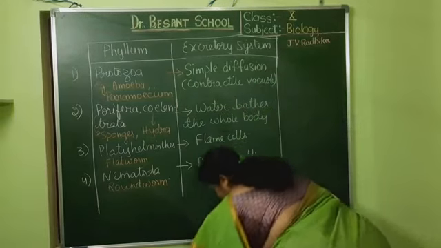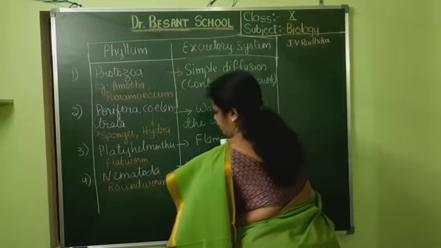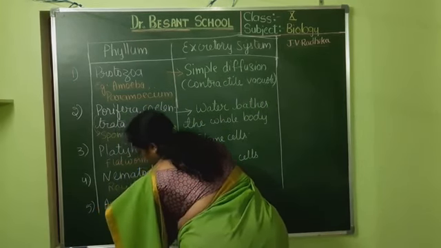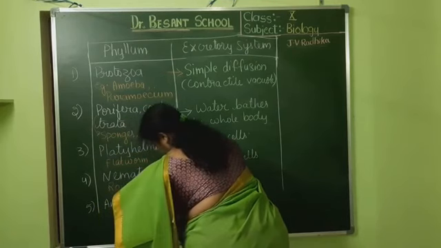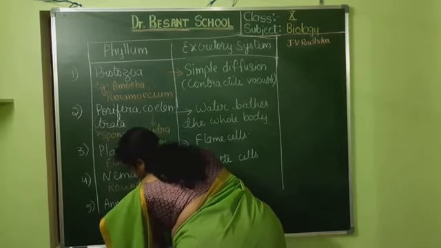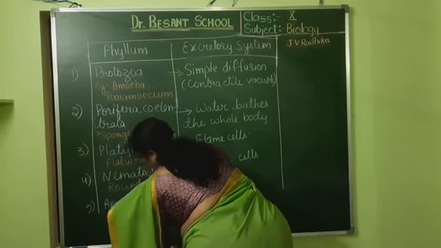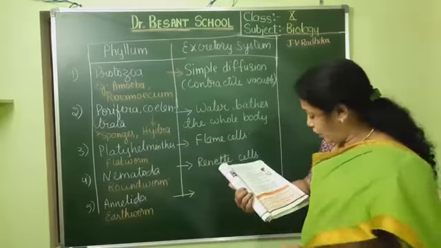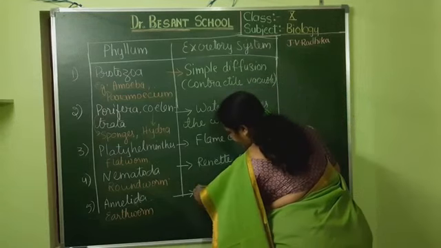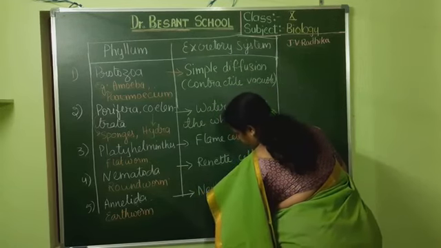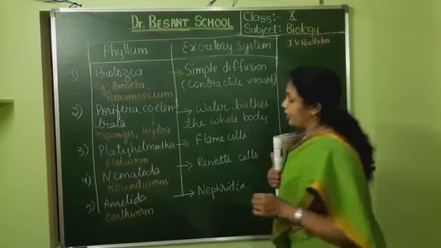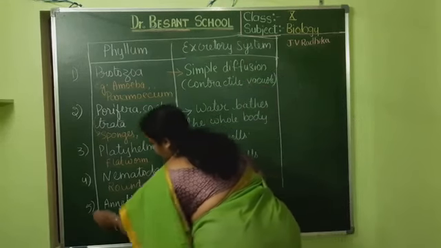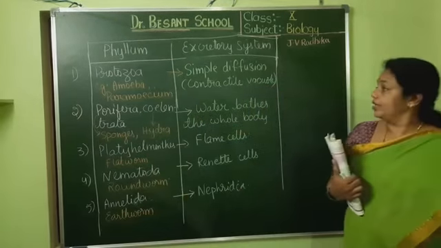Next, after that we have Annelida, isn't it? Example of Annelida, earthworm. In earthworm, how is it carried out? It is carried out with the help of nephridia. Okay, now complete till here, all of you.